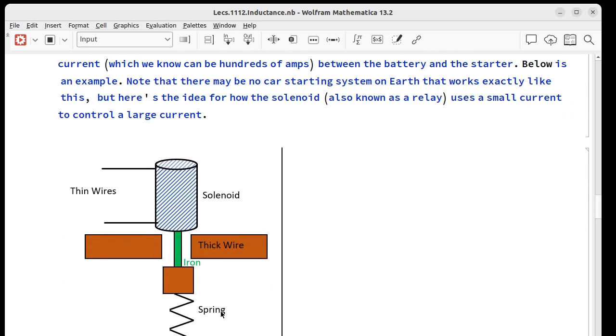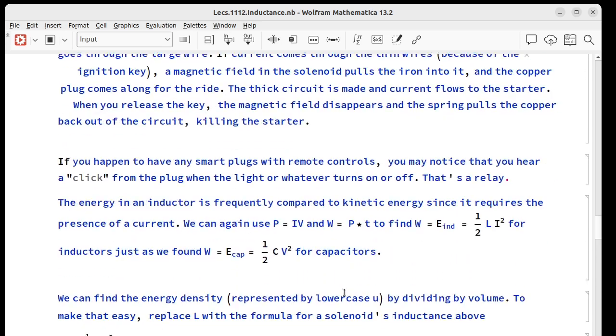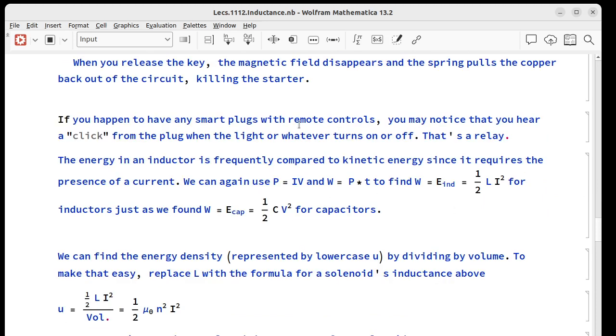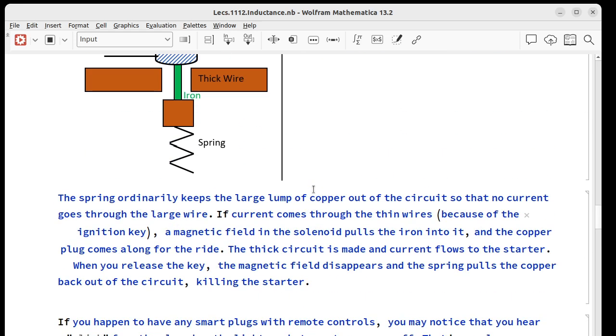This works as a way to let a little current control a big current, and this is also known as a relay. When we let go of the key switch and we stop running current through the solenoid, then the spring can pull this back. The starter has already started the engine, and we need to disengage it so we don't break it. If you have smart plugs anywhere in your house, where you can turn on with the remote control, you might notice when you do that to, say, turn on a lamp, you hear a little click. That's because there's a relay inside that's going through this same process.